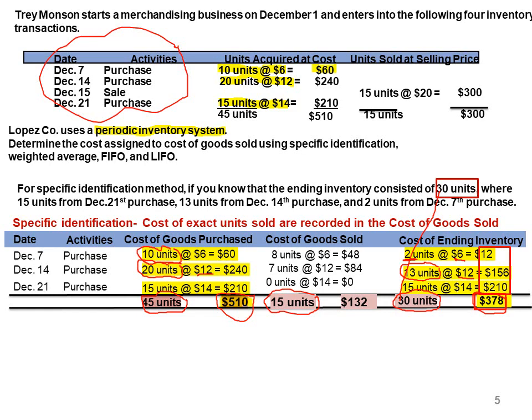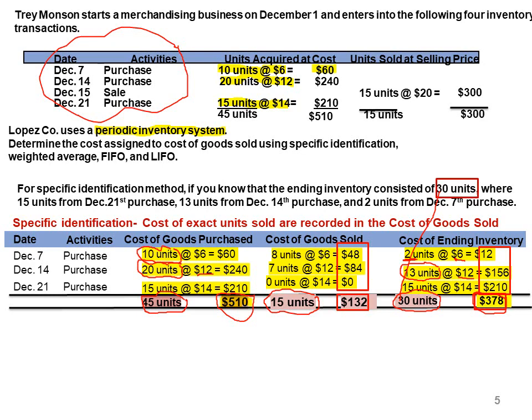So from December 21st, all the 15 units were remaining. The company didn't sell any of them. So I'm going to place them under the cost of ending inventory column by their cost price, which is 14. When I multiply 15 units times $14, you will get 210. Then the second piece of information that we have is that 13 units are coming from the December 14 purchase. So when we move to December 14, you will find that out of those 20 units, 13 are remaining.